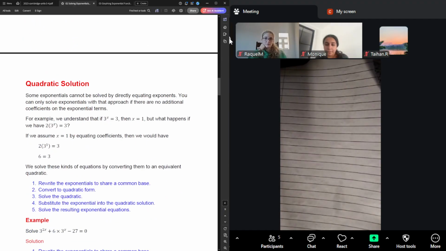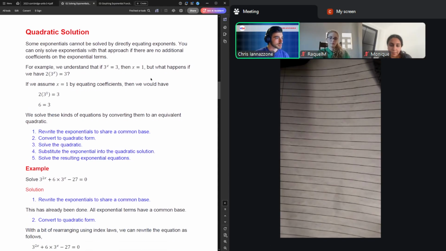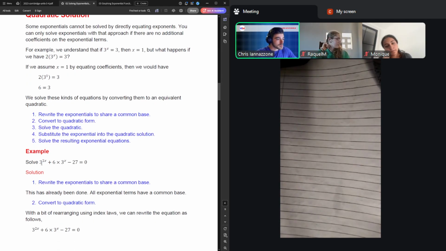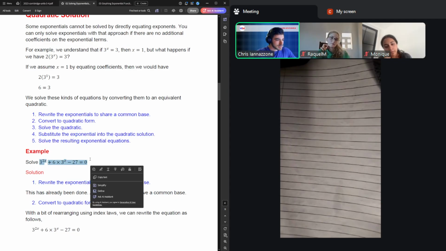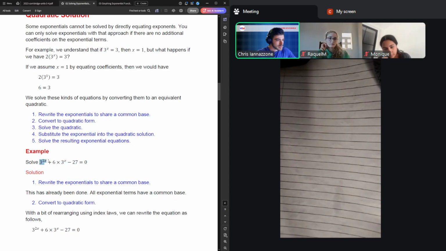Okay, so the next approach up is the quadratic solution to exponentials. You'll typically use this for more involved exponential equations, like this one here, for instance. You've got 3 to the power of 2x plus 6 times 3 to the power of x. There's a whole bunch of stuff going on in there. It's not immediately obvious how you might get them all into the same base and directly comparing them to each other.